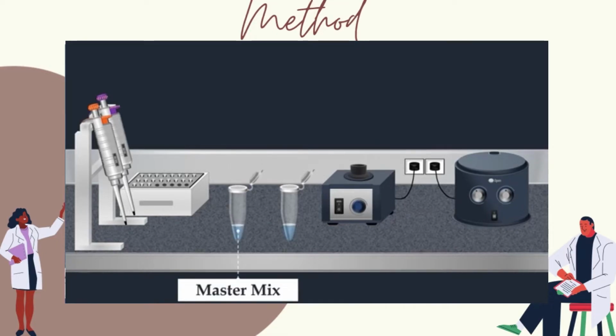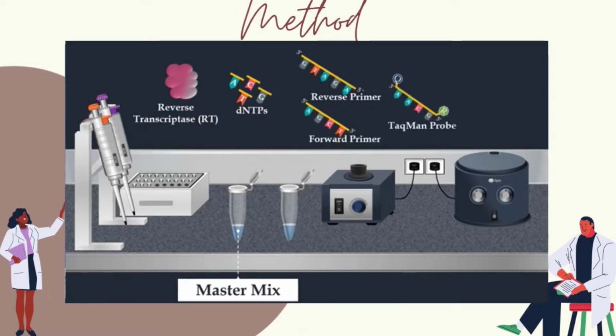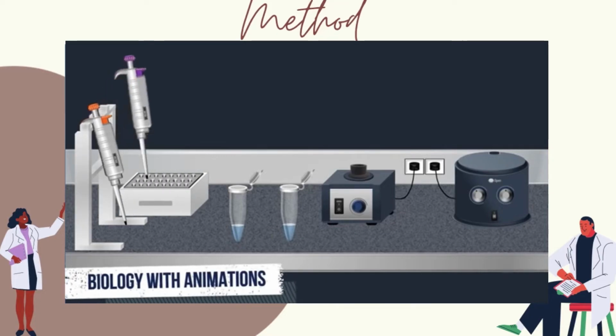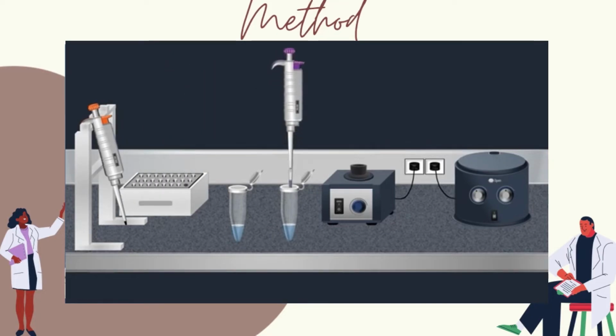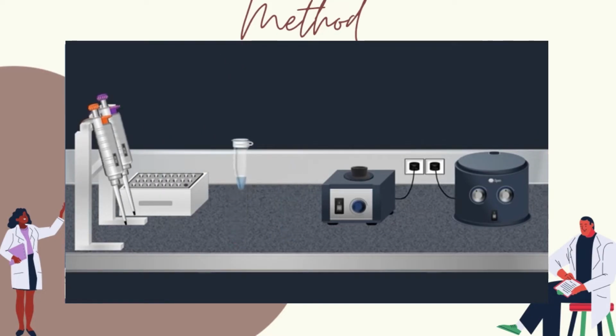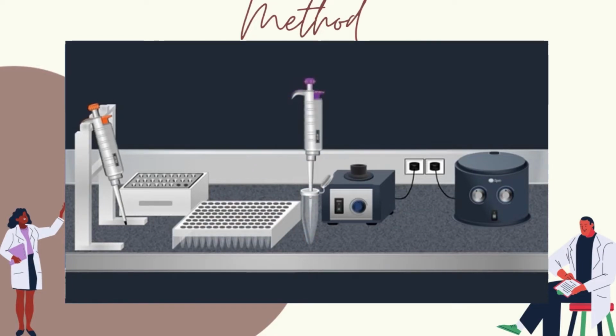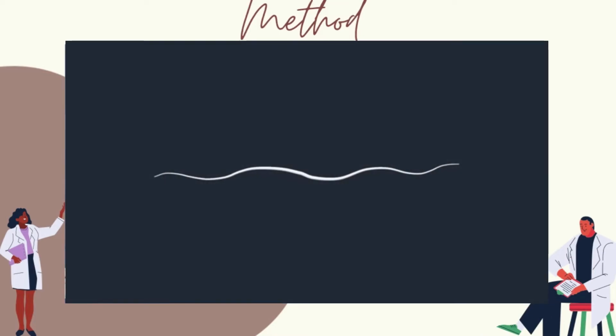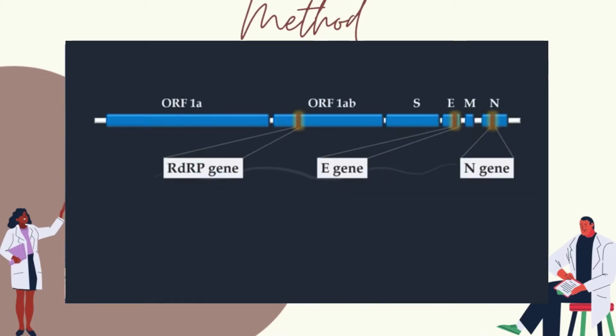Then master mix is used. Master mix consists of buffer, RT enzyme, nucleotide, forward primer, TaqMan probe, and DNA polymerase. To complete this reaction, RNA template is added into master mix and mixed. Mixture is then loaded into PCR plate and will be placed in a PCR machine. In the PCR machine, choice of target gene depends on the primers and probe sequence.